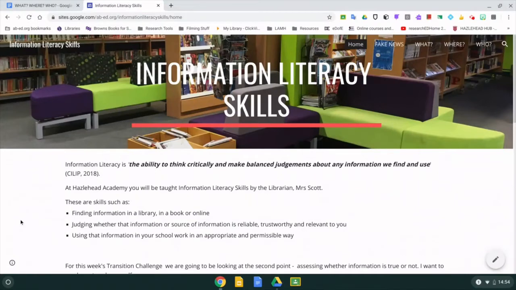My name is Diane Scott and I am the librarian at Hazlehead Academy in Aberdeen.